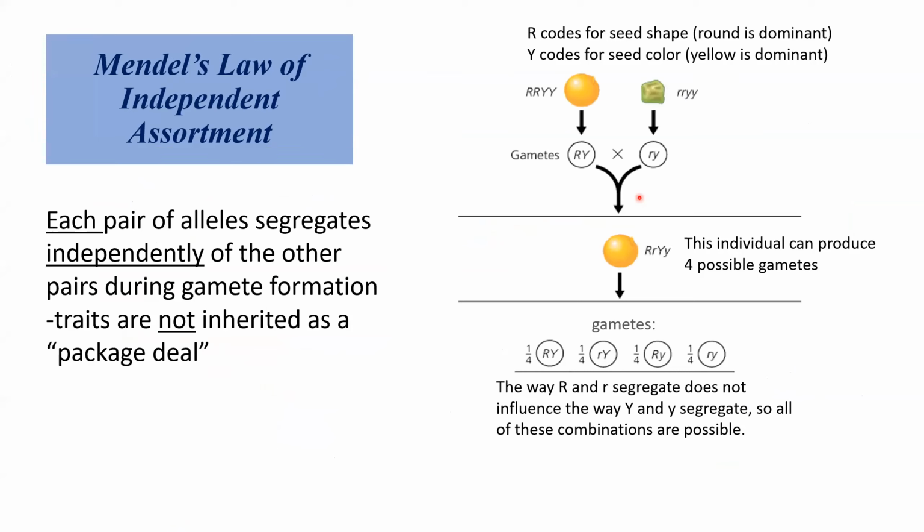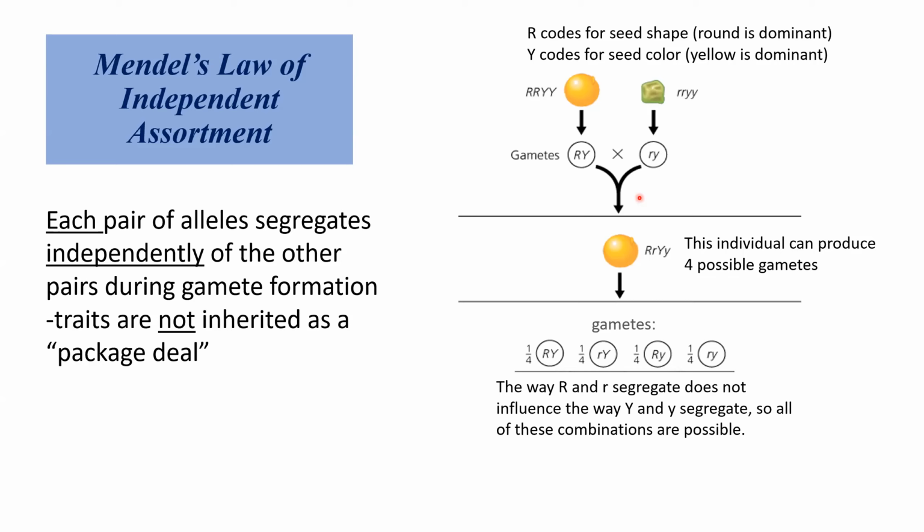And then we also have the law of independent assortment. We already kind of talked about independent assortment when we learned about meiosis. If you recall, it's essentially that these alleles are going to separate independently of one another. This is especially true when they're on different chromosomes. So these traits are not inherited as a package deal.